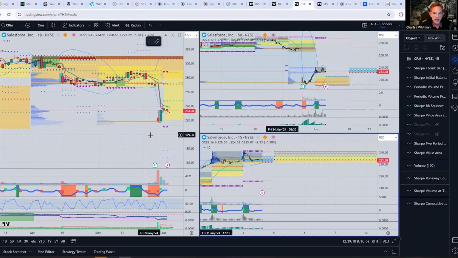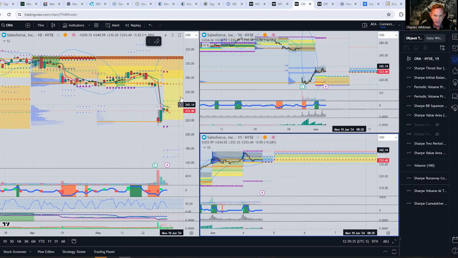On the exhaust, we said if we were to close below this low, we would get out. If we were to close above this high, we would stay in. Well, you can see the market closed above the high, and now it's been working higher. So you can see there's this huge gap here that the market could trade up and backfill.